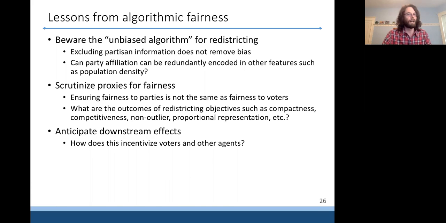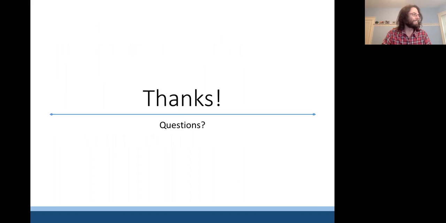For instance, just excluding partisan information when you're drawing the districts is a classic thing that's come up in algorithmic fairness in other applications like hiring and criminal justice applications. You can't just remove the sensitive features because they're usually redundantly encoded in other features. We should look at proxies for fairness. Ensuring fairness to political parties is not necessarily the same as ensuring fairness to voters. And also anticipating downstream effects, so looking at how these things affect voter incentives. All right, so I'll wrap up. Thank you. And I'm open to any questions.